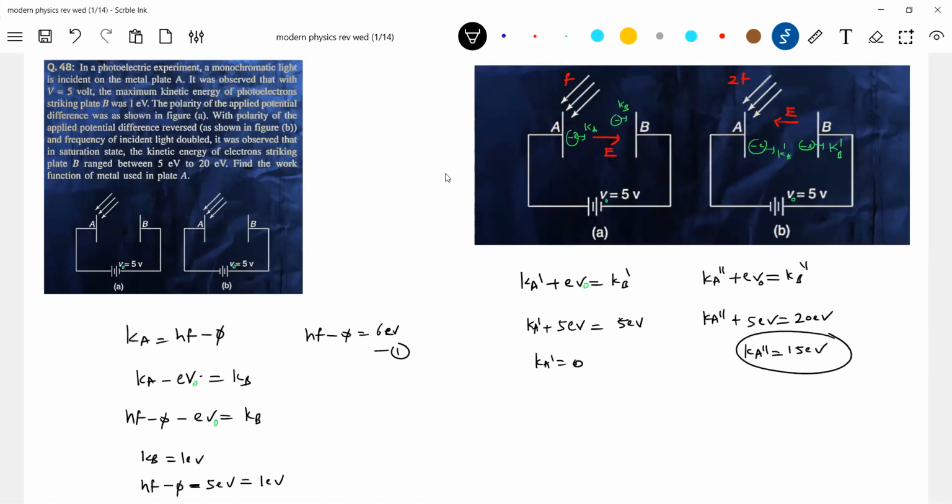Okay, now you see that this is the minimum and there's a maximum. What is emitted by the plate? Maximum kinetic energy of electrons, and some of the electrons emitted by the plate.